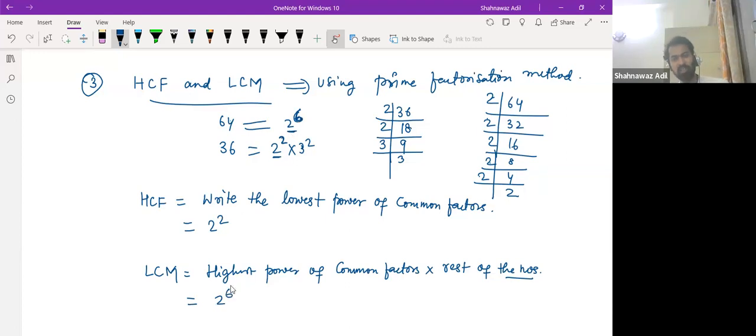Now the common factors we have used. So the other one is this 3 square. So the rest of the numbers.